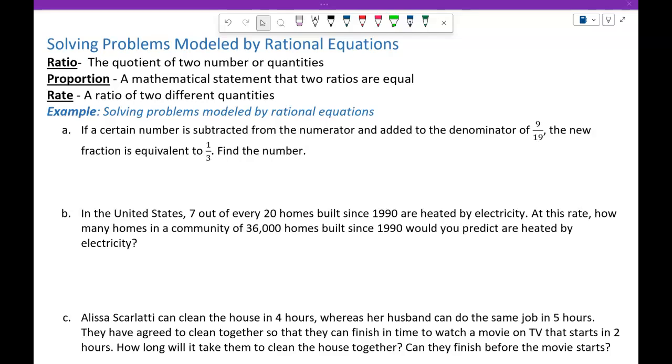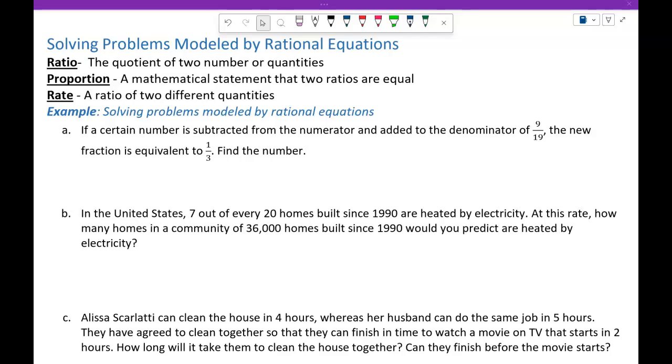Now we get into solving the problems modeled with rational equations. So rational equations are composed of a bunch of ratios, the quotient of two numbers or quantities. They can be variables, they can be algebraic or numerical. A proportion is a mathematical statement that sets two of those ratios equal to each other.